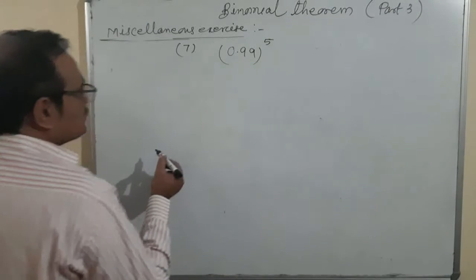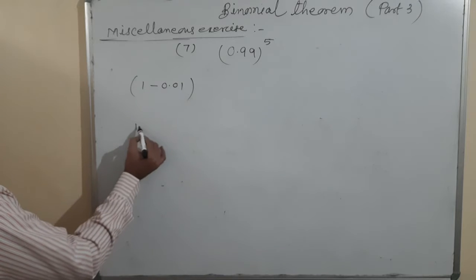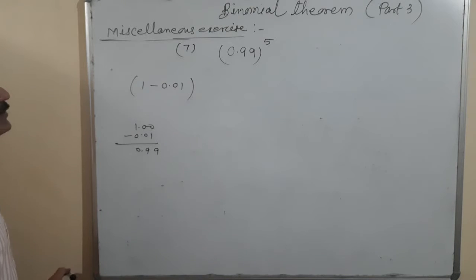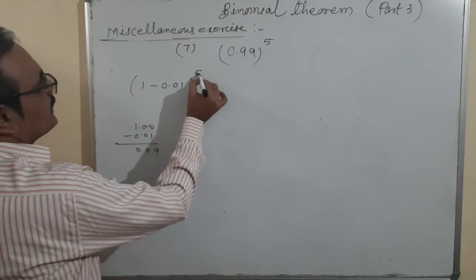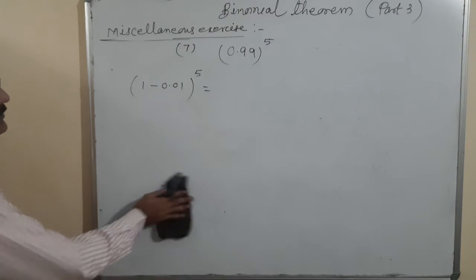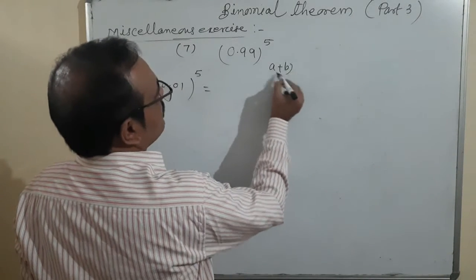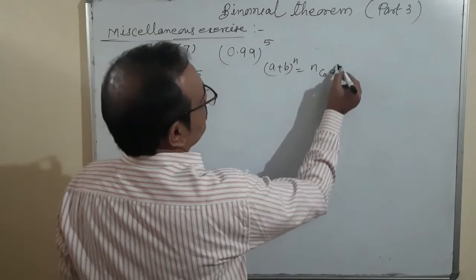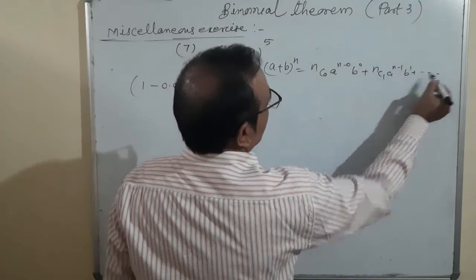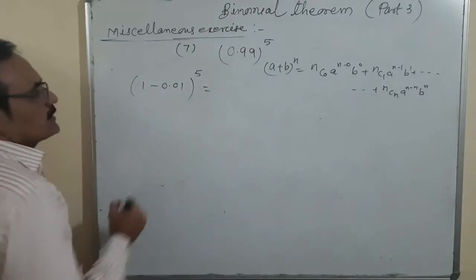Simply, 0.99 I can write as 1 minus 0.01. You can check it: 1.00 minus 0.01 is 0.99. So I may write 1 minus 0.01 to the power 5. And now we are using the binomial expansion. Are you aware of that? (a plus b) to the power n is nC0 a to the power n minus 0 b to the power 0, plus nC1 a to the power n minus 1 b to the power 1, and so on up to nCn a to the power n minus n b to the power n. Okay, this is the expansion.